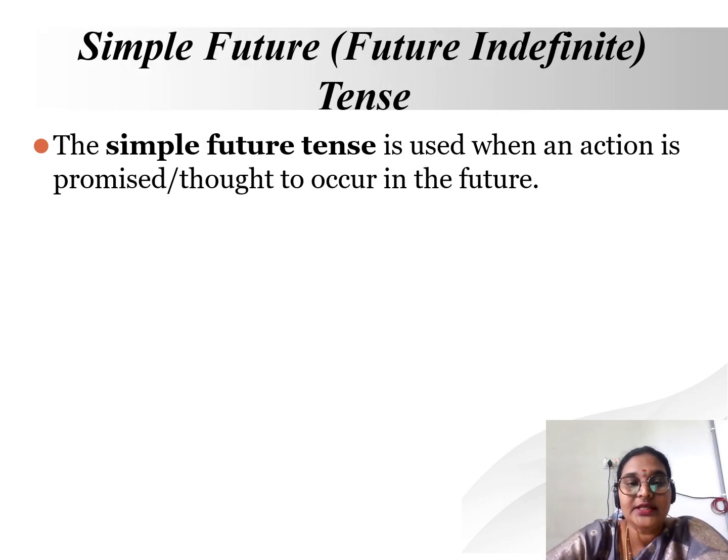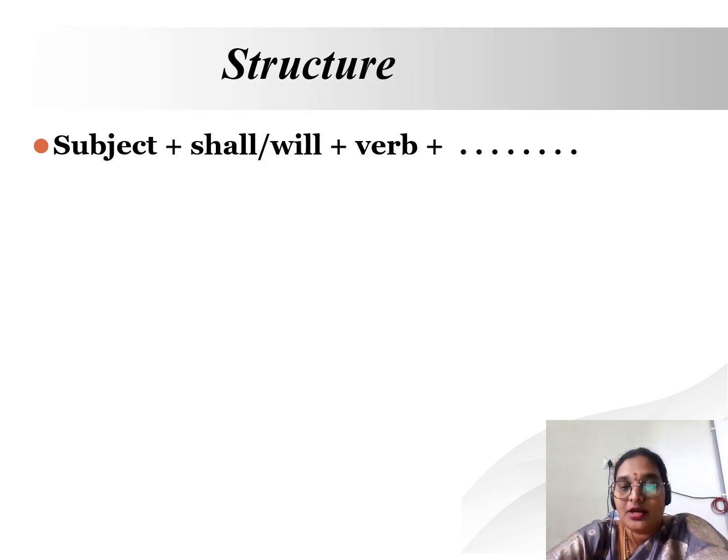So the simple future, you can call as future indefinite tense. The simple future tense is used when an action is promised or thought to occur in the future. So if you want to do a particular thing in the future, you can take the help of simple future tense. And the structure of this simple future is subject plus shall or will plus verb.